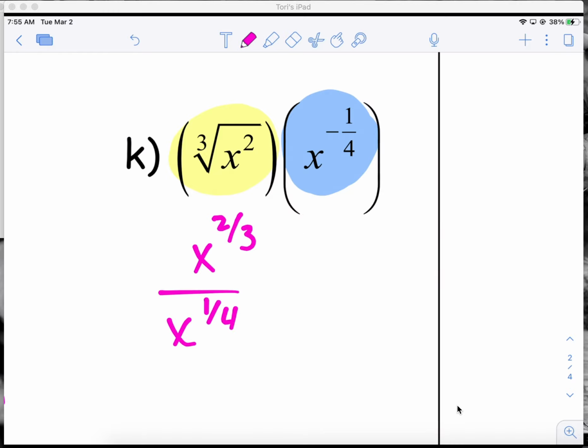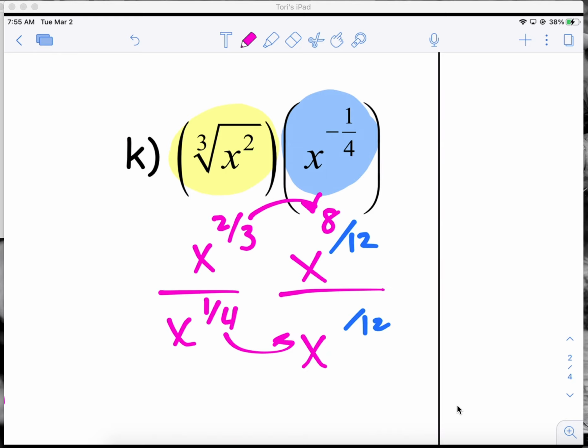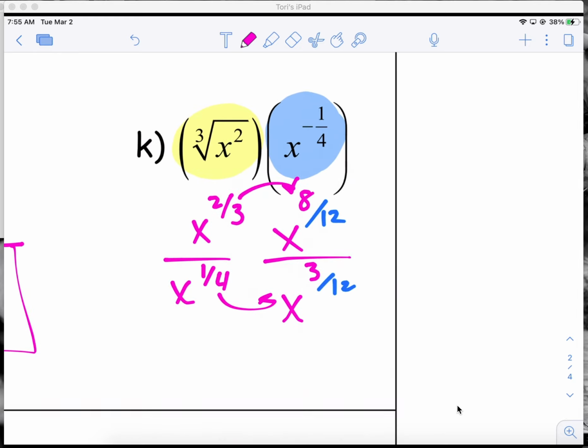So if I'm trying to make same denominator, I'm going to rewrite that with a denominator of 12. So multiplying by 4 here would give me 8. Multiplying by 3 here would give me 3. And now I can cancel that.